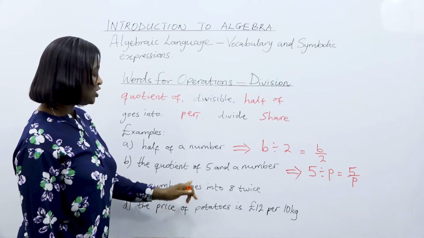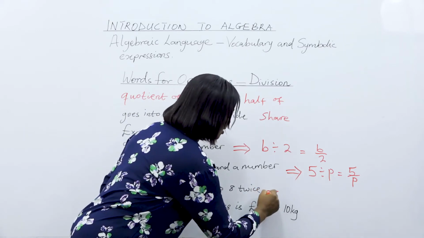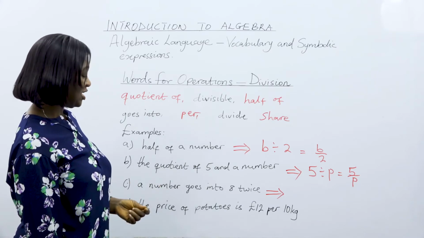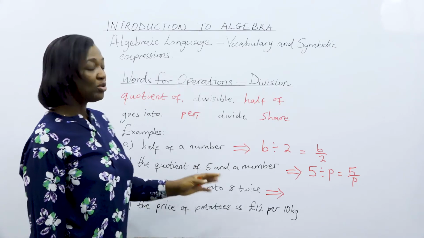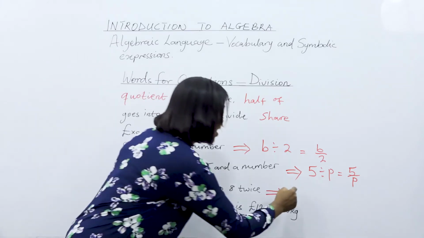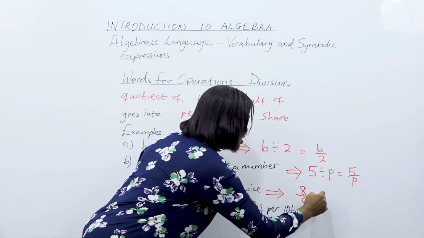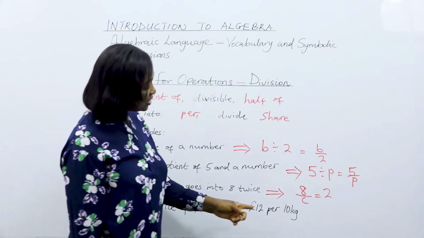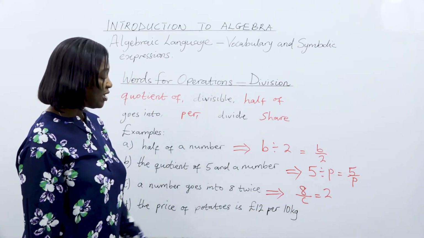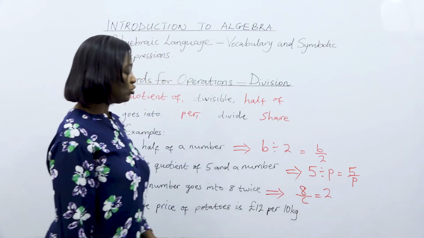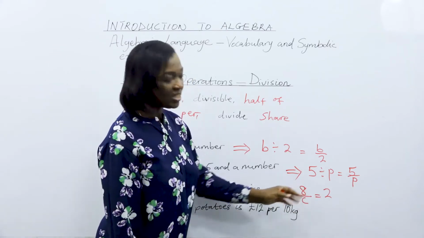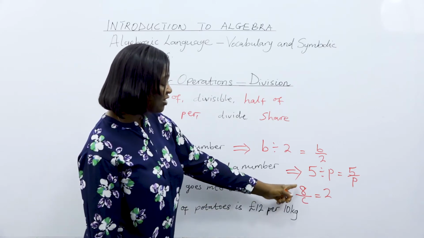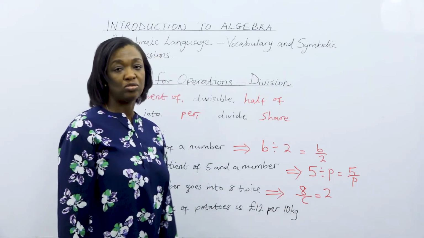A number goes into 8 twice. What is that number? So let that number be c. That means that if you divide 8 by the number c, you would get 2. This is an equation now: 8 over c is equal to 2. So that means that 2c is 8, and c is equal to 4. And 4 is a number that divides 8, and you will get 2.